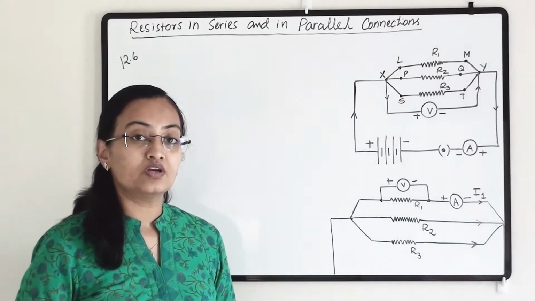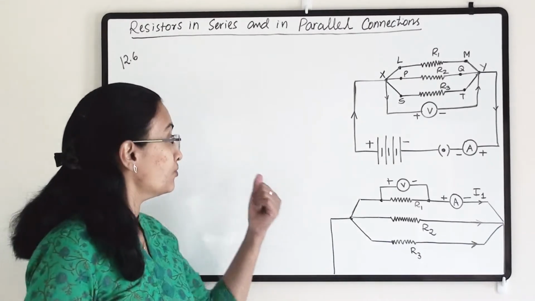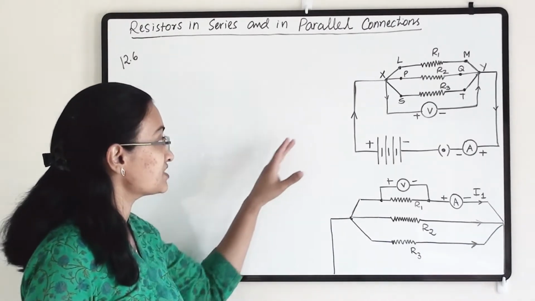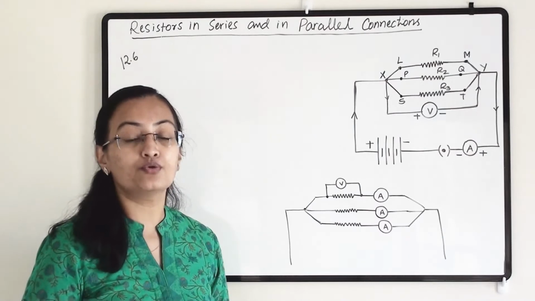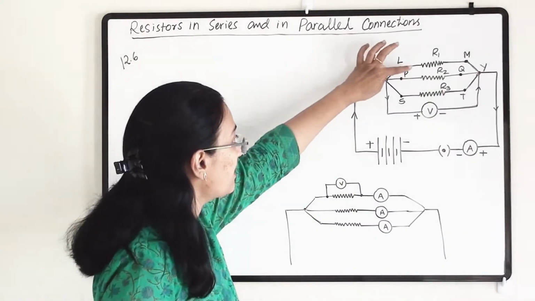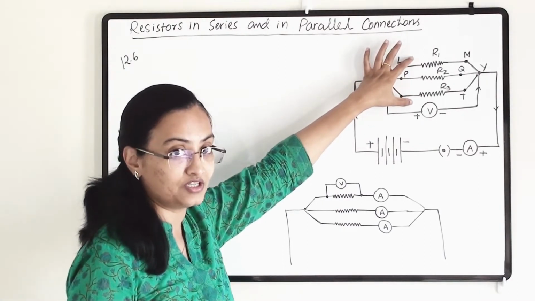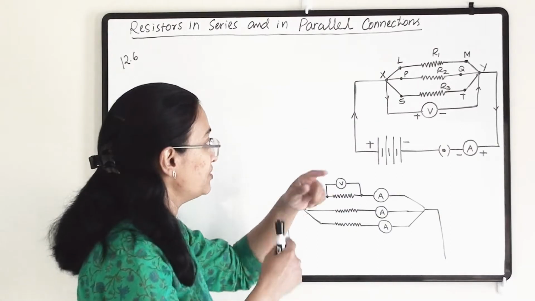Now we are going to understand the resistors in parallel connection. So with respect to activity 12.6, we are going to understand and derive the formulas regarding that. Here, as you can see, R1, R2 and R3 are attached in parallel connection with each other. That means they are above and below each other.